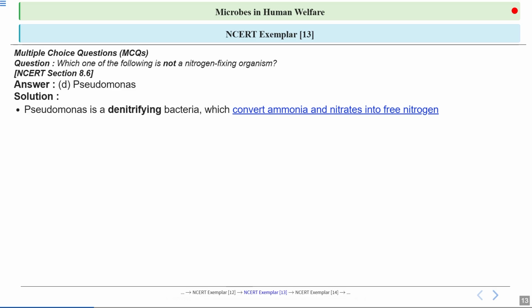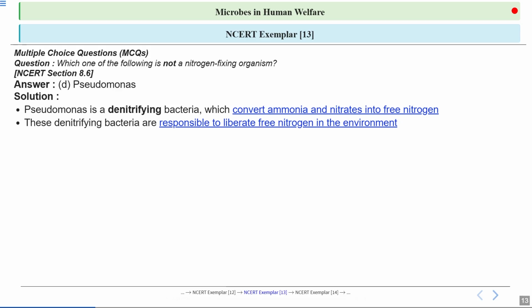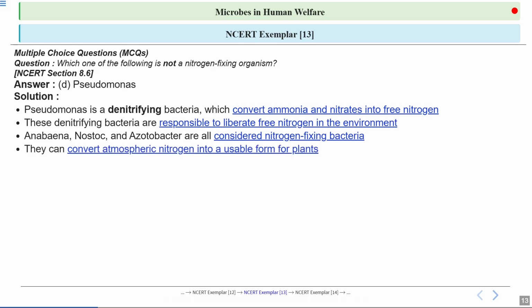Pseudomonas is a denitrifying bacteria, which means it converts ammonia and nitrates into free nitrogen. That's why it is called denitrifying bacteria. These denitrifying bacteria are responsible for liberating free nitrogen into the environment. Clear? Anabaena, Nostoc, and Azotobacter, all of these are considered nitrogen fixing bacteria. They can convert atmospheric nitrogen into usable forms for the plant.